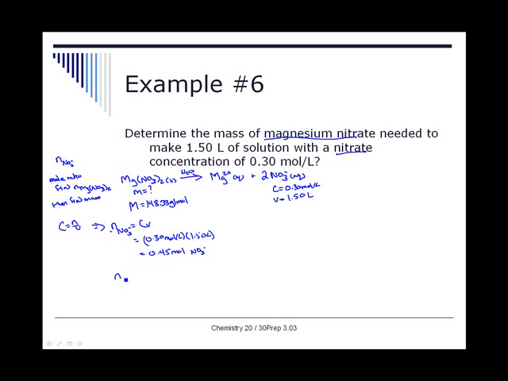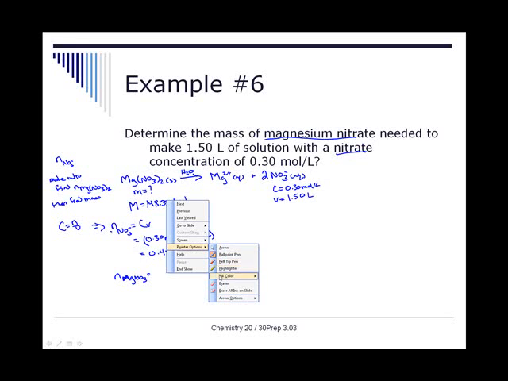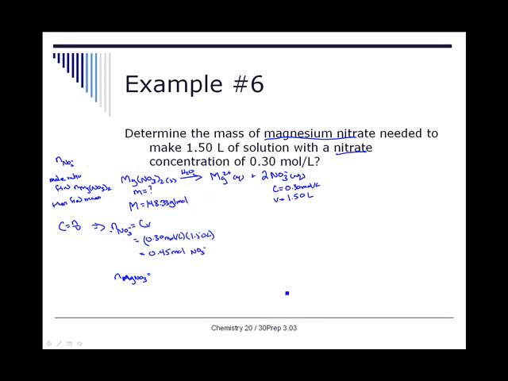Now we want to find the number of moles of Mg(NO3)2, and so we're going to take the number of moles of nitrate. Alright, let's try erasing my mess here. So we'll just clear that up and we'll try it again. Okay, sorry about that.